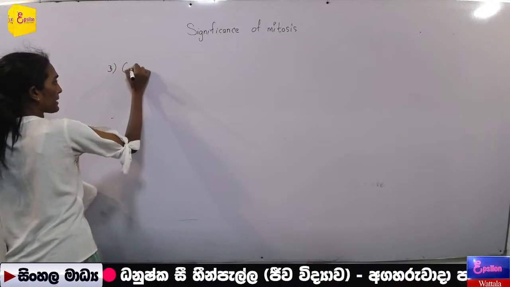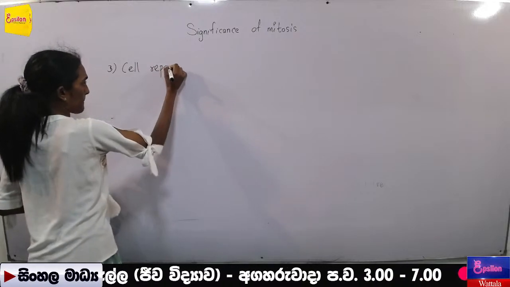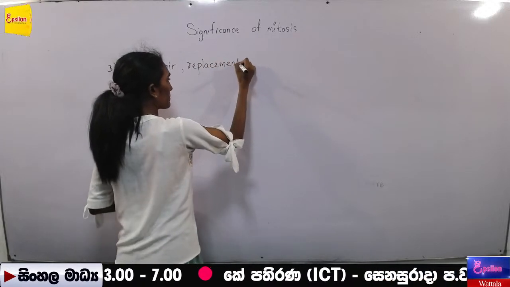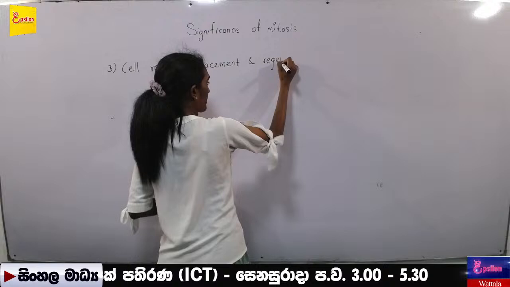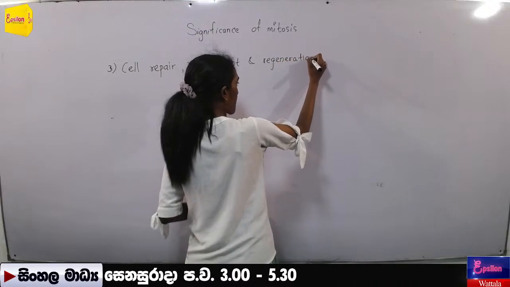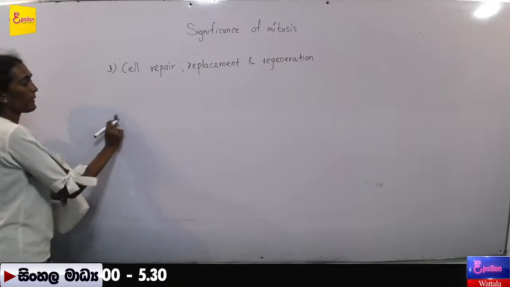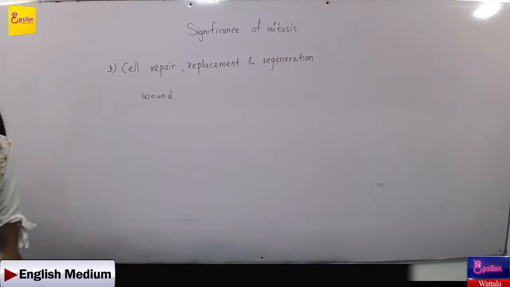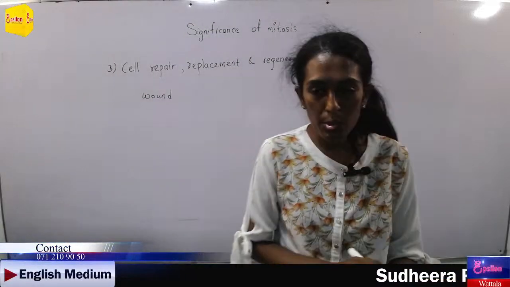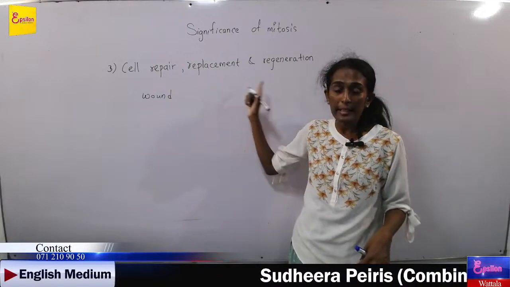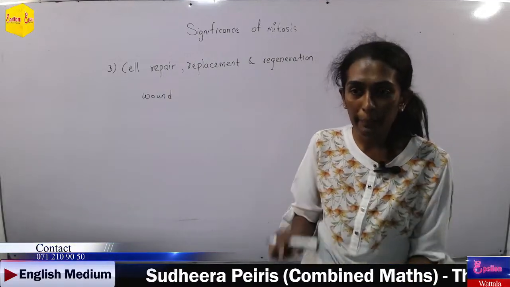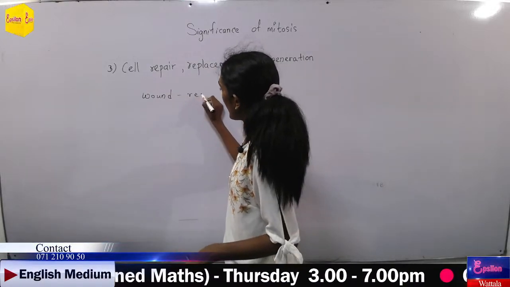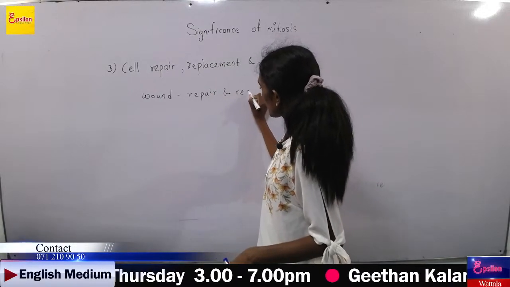Number 3, cell repair, replacement, and regeneration. Alright? When there's a wound, cells are removed, right? So cells are shed, and you have to replace them with new cells. And you also have to repair at the same time, isn't it? So this is happening there. So repair and replacement.